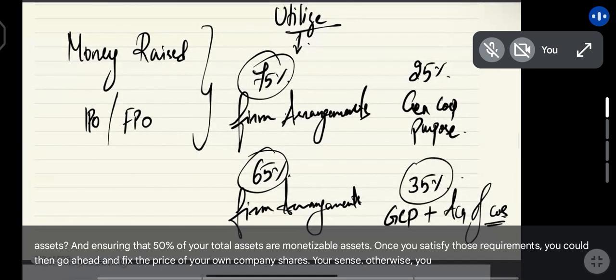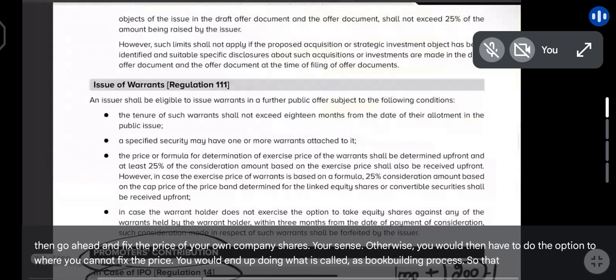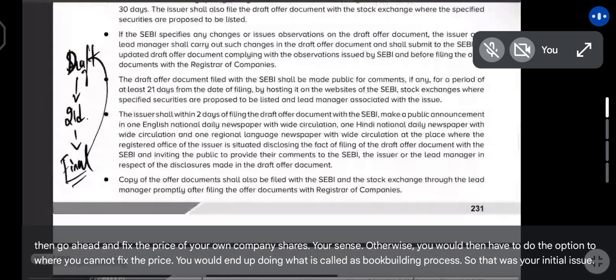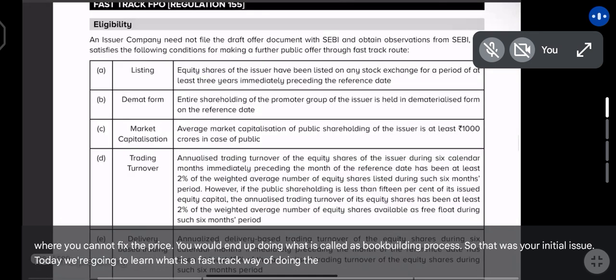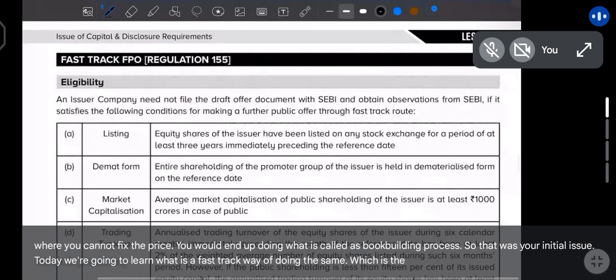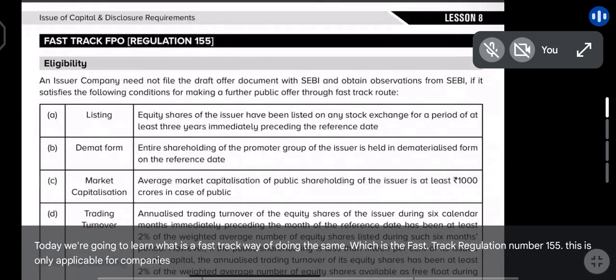Otherwise, you would then have to do option 2, where you cannot fix the price. You would end up doing what is called the book building process. So that was your initial issue. Today we're going to learn what is a fast track way of doing the same, which is the fast track regulation number 155. This is only applicable for companies that have already completed a successful IPO.